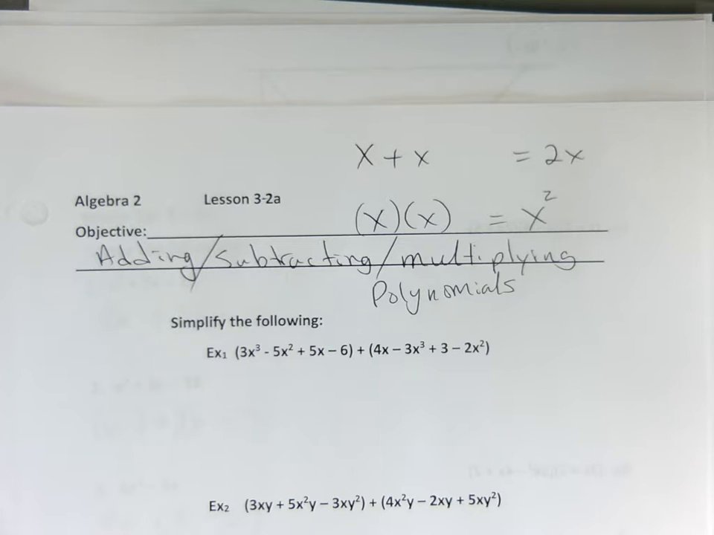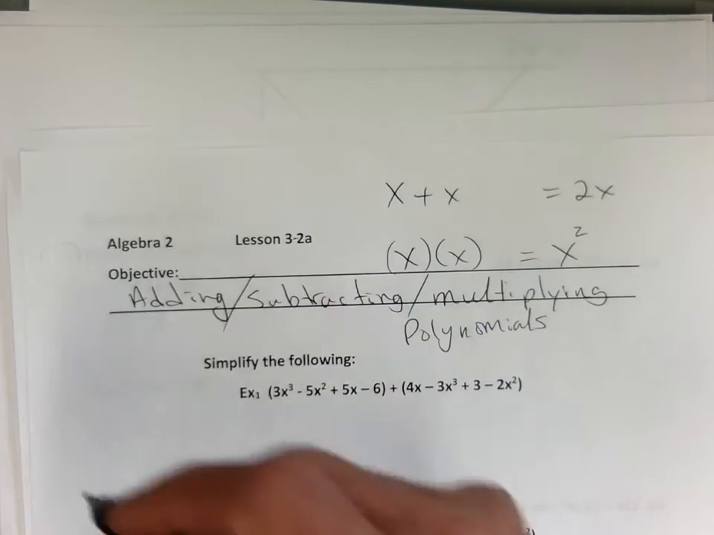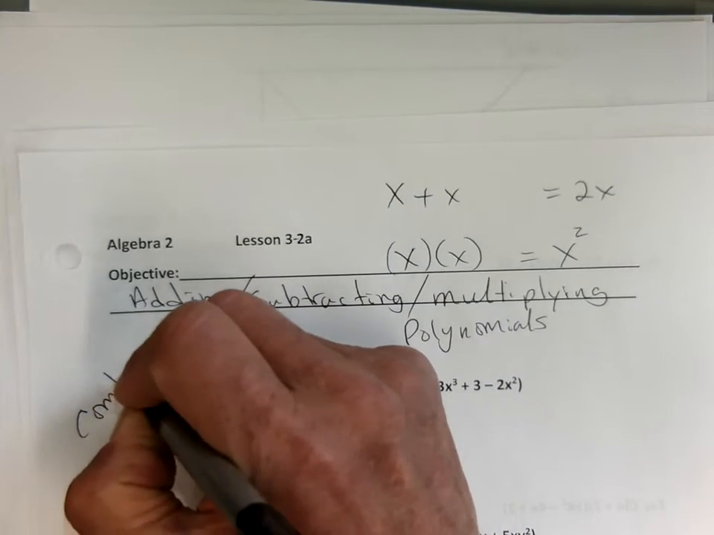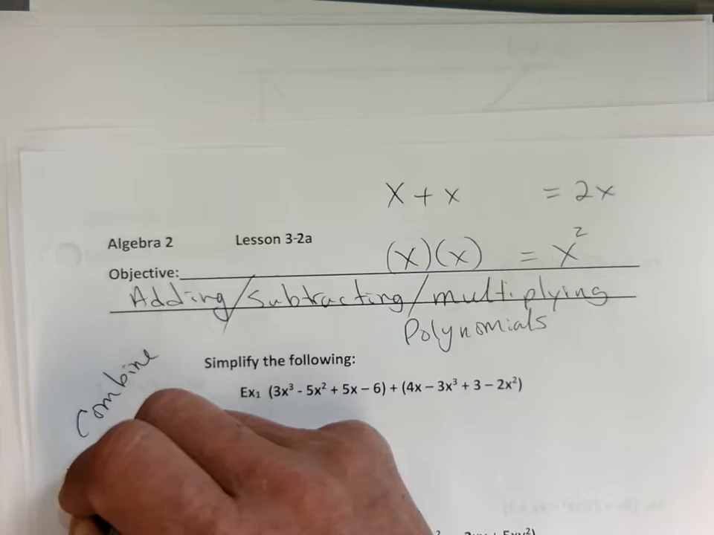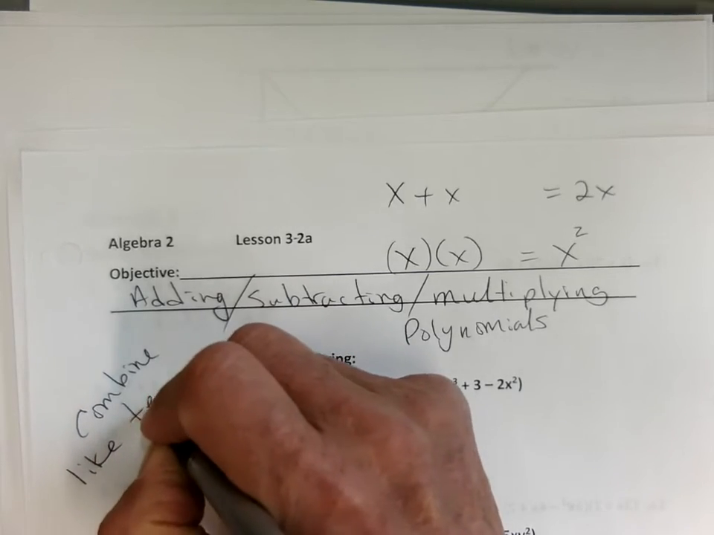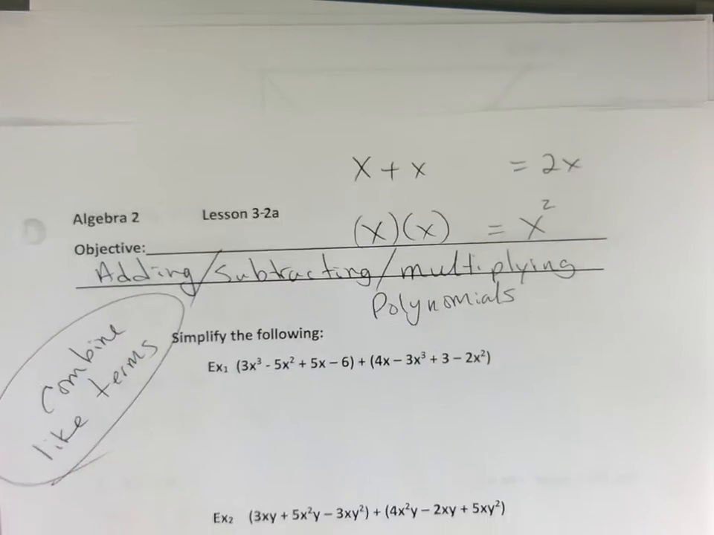So what we're going to do on the first few problems is we're just going to combine like terms. What goes with what? We're just going to combine like terms, okay? So it's called simplify, we want to combine like terms. So what's the same? What's the same?